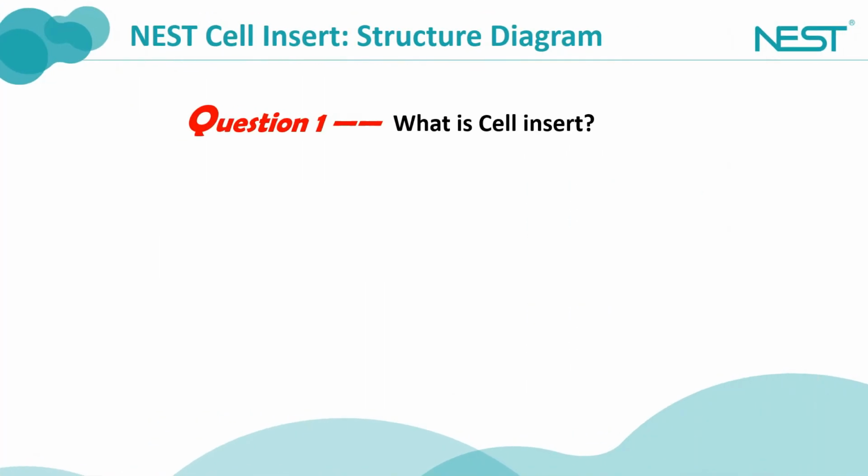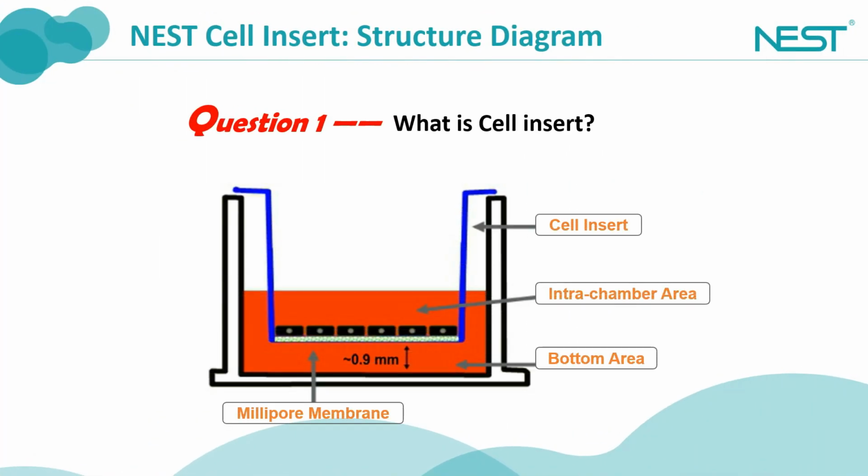The cell insert unit is composed of inserts and a plate. The insert is in the shape of a small cup with a microporous membrane at its bottom, and the part above the membrane is called the upper chamber. The part below it is called the lower chamber. The distance between the membrane and the plate bottom is around 0.9 millimeters. How does such a model help?